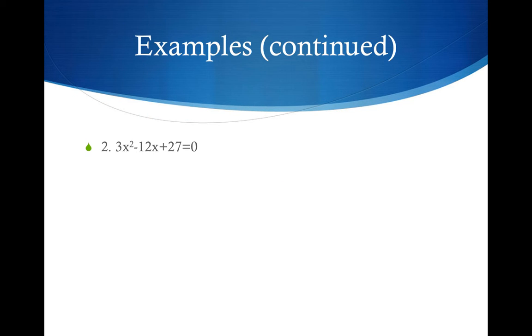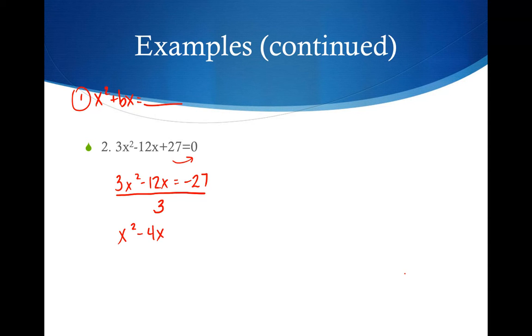Here's another example. So again, we have to start by writing it as a 1x squared plus bx equals everything else. So I need to move this 27 over. So this is 3x squared minus 12x equals negative 27. I also need it to be a 1x squared. So I have to divide everything by 3. So that's going to be x squared minus 4x equals negative 9.